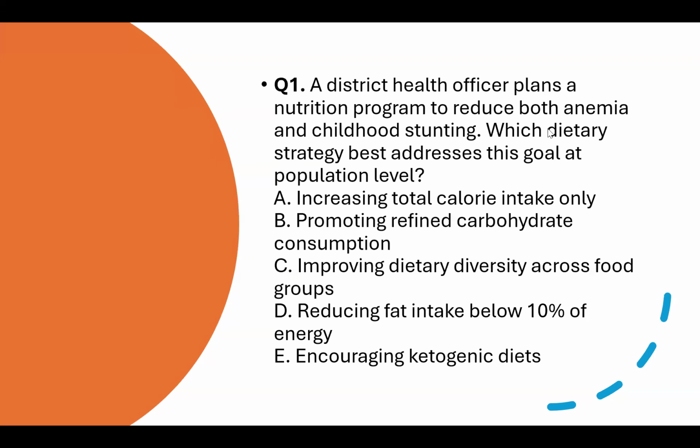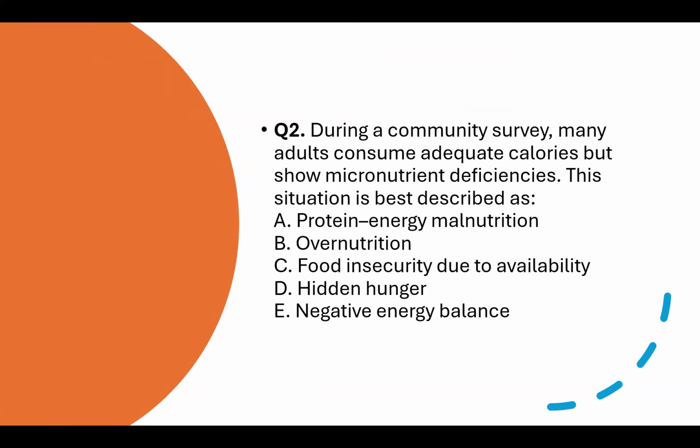So a district health officer plans a nutrition program to reduce both anemia and childhood stunting. Which dietary strategy best addresses his goal at population level? Increasing total calorie intake only, promoting refined carbohydrate consumption, improving dietary diversity across food groups, reducing fat intake below 10% of the energy, or encouraging ketogenic diets. C. Yes, C. So the concept of dietary diversity is very important in this example particularly.